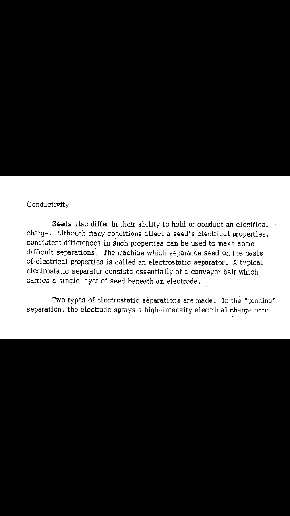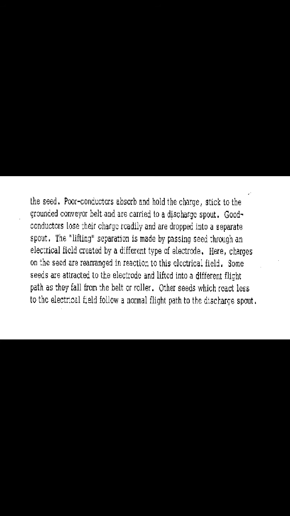Seeds also differ in their ability to hold or conduct an electrical charge. Although many conditions affect the seed's electrical properties, considerable differences in such properties can be used to make some difficult separations. The machine which separates seed on the basis of electrical properties is called an electrostatic separator. A typical electrostatic separator consists essentially of a conveyor belt which carries a single layer of seed beneath an electrode. Two types of electrostatic separations are made. In the pinning separation, the electrode sprays a high intensity electrical charge onto the seed.